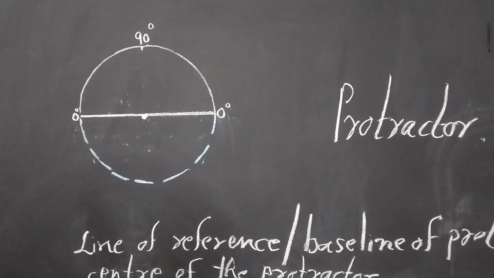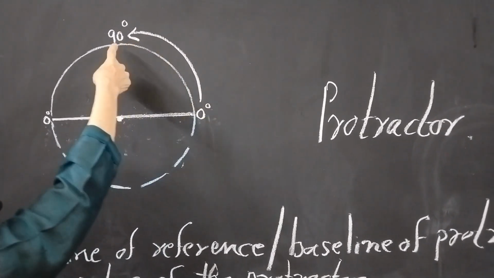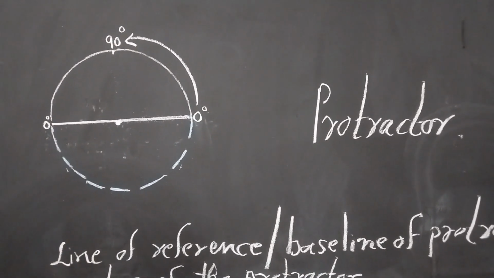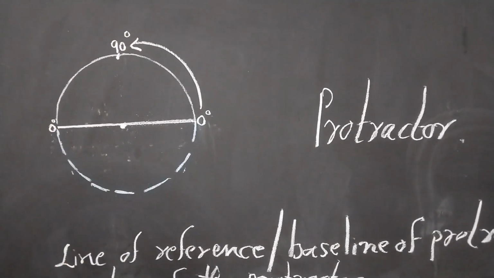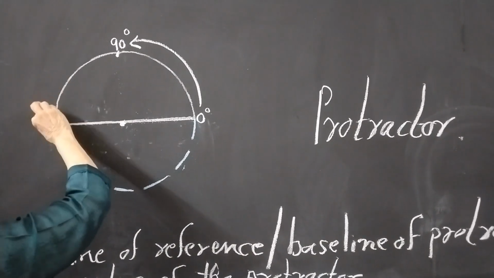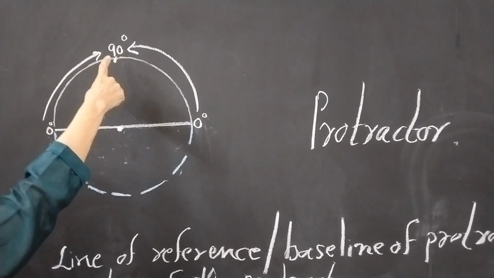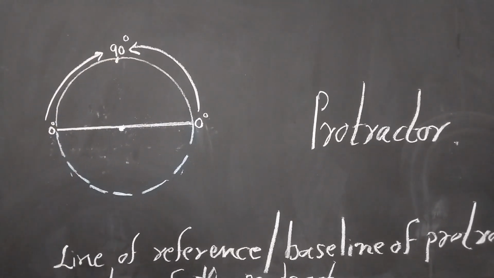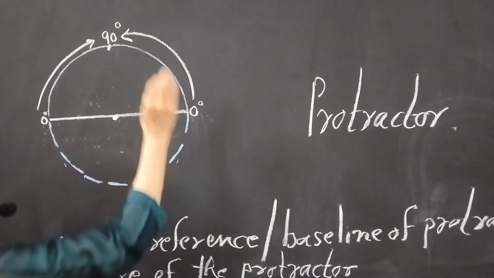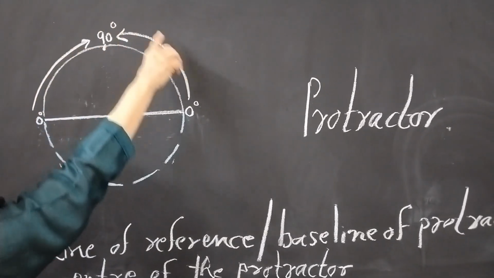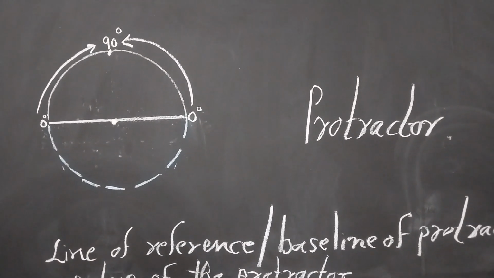And as we go from this side to the top, the degrees will increase up to 90. So in the middle we will find the 90 degrees symbol. From this side also, if we start counting an angle, then also we have 90 degrees to cover. That means from this side to this side 90, from this side to this 90. That means the entire semicircular portion is divided into 180 degrees.